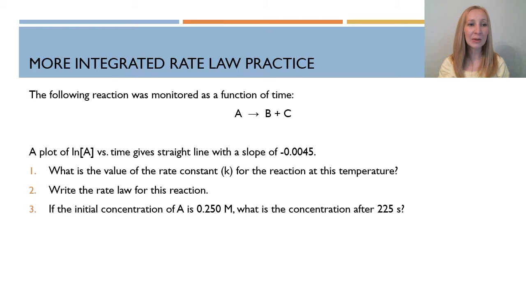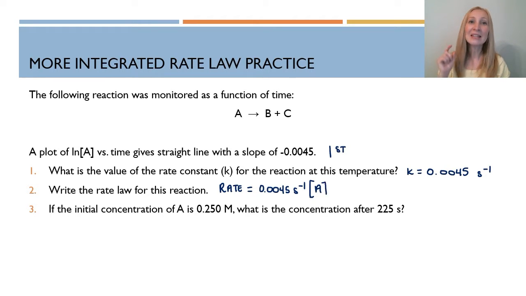If we have the following reaction and we plot the natural log of A versus time, it gives us a straight line with a slope of negative 0.0045. This is a first order reaction. The rate constant is equal to 0.0045 seconds to the negative 1. It's a first order reaction, so that's the unit that we get for that. The rate law is going to be rate equals 0.0045 s to the negative 1 times the concentration of A to the power of 1, because it's a first order reaction.